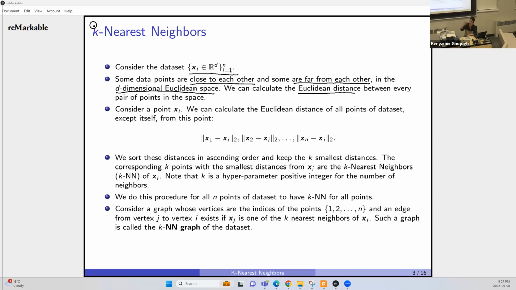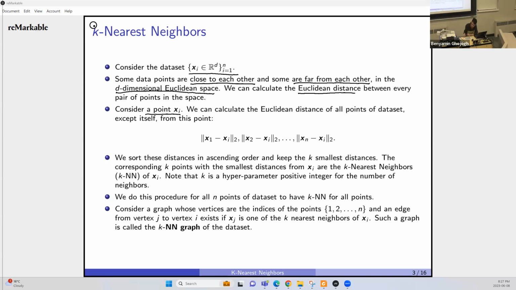Euclidean distance or any other distance. Usually we use Euclidean distance. We can use Manhattan distance, L1 distance, or any other norm distance. It should be a distance metric at least. Okay. Then consider a point xi.